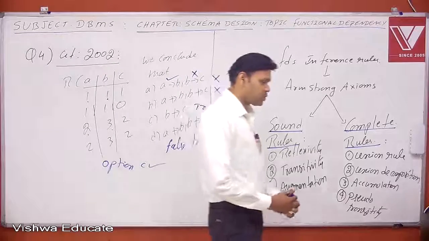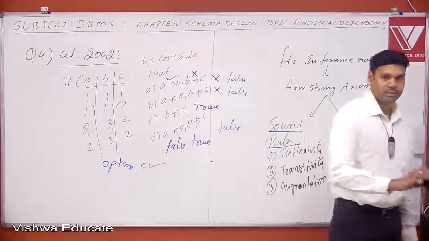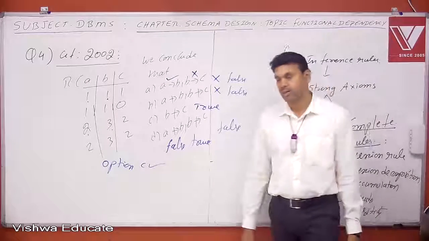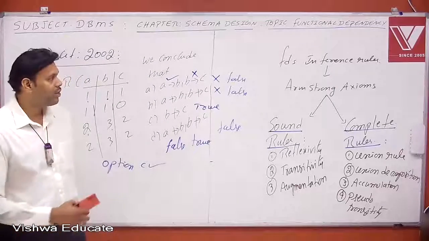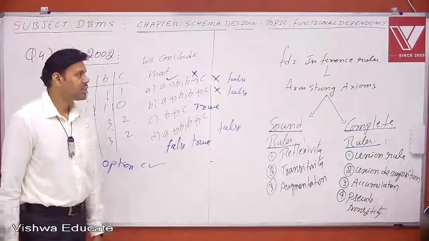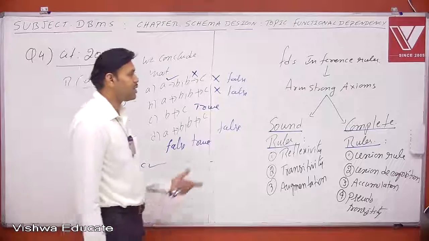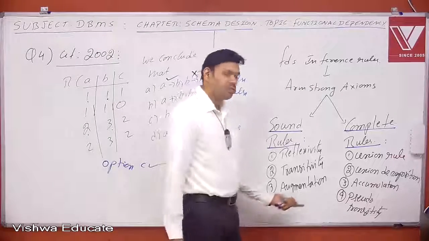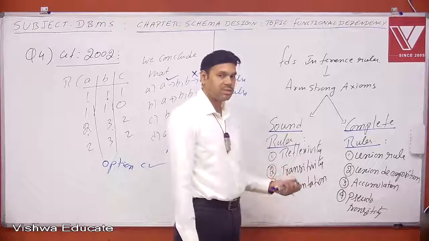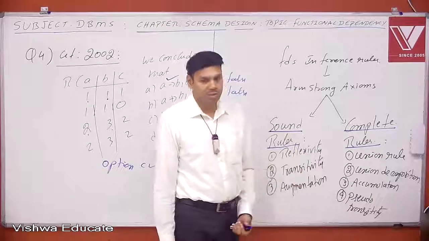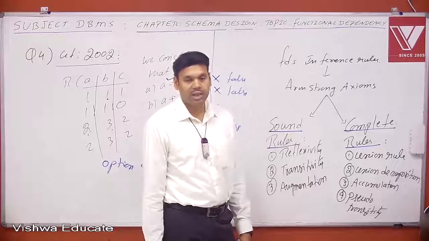Okay guys, I hope you have completed the left hand side question number 4 and the right hand side functional dependency inference rules and Armstrong axioms. We will discuss these Armstrong axioms in the next session along with attribute closure and key derivation.